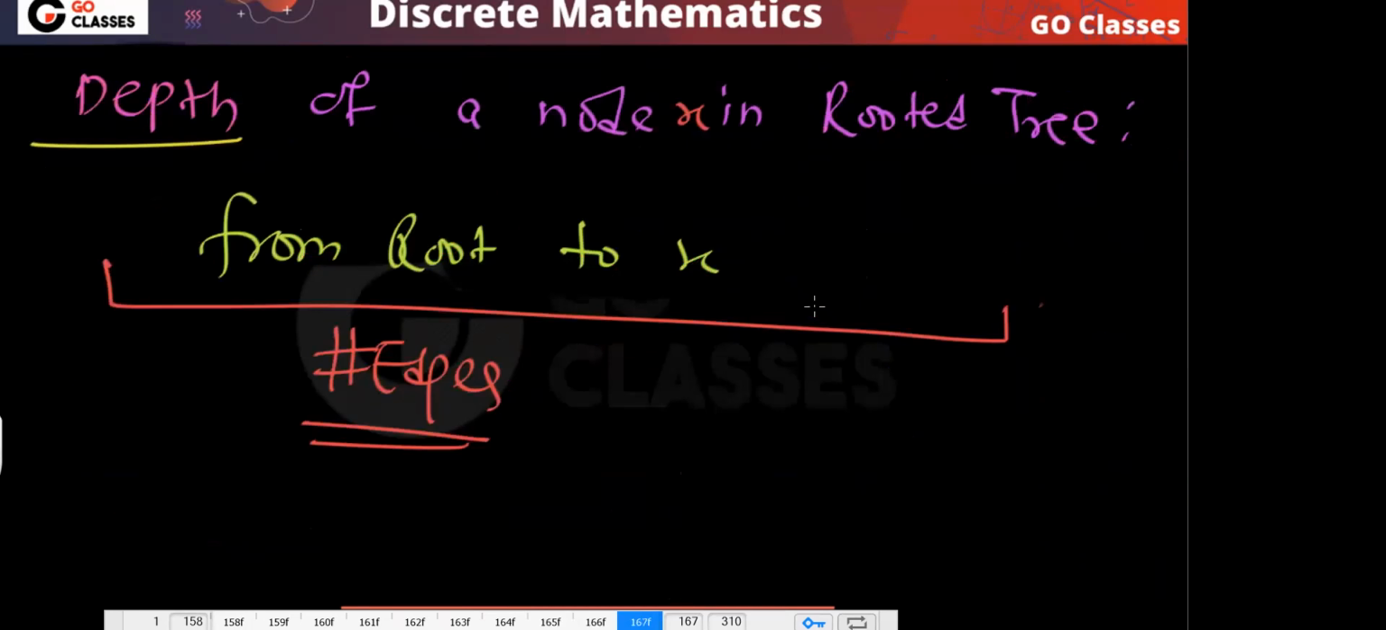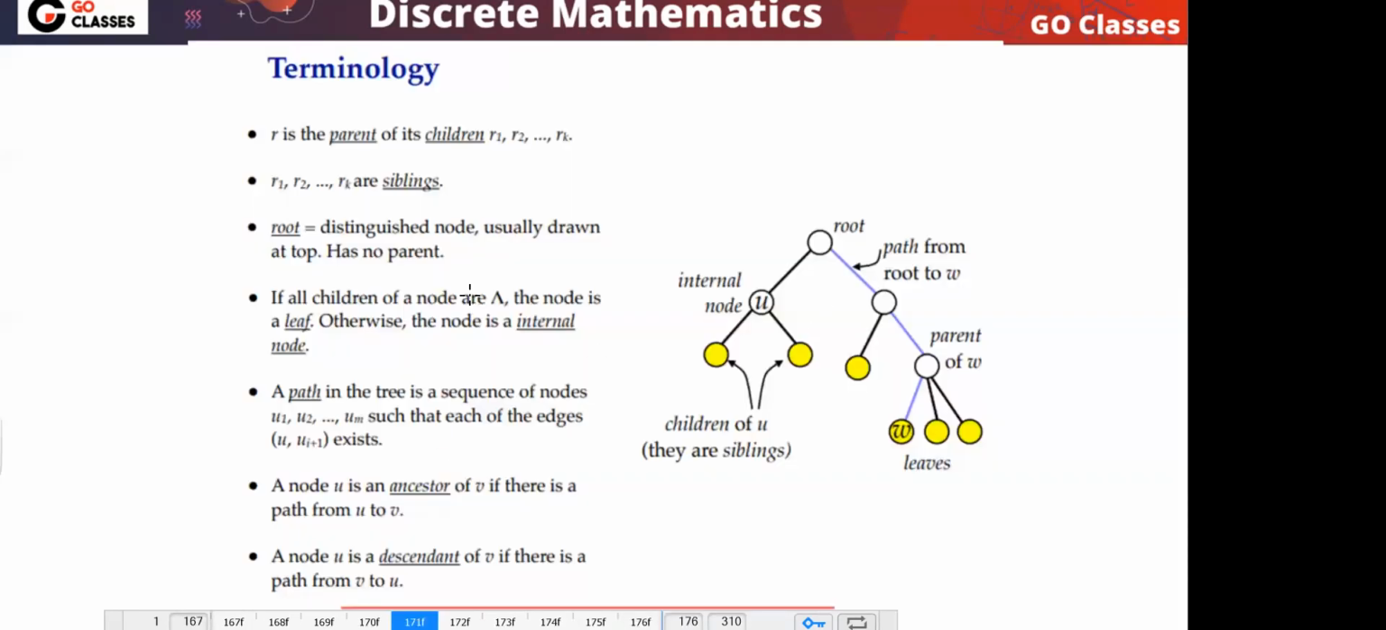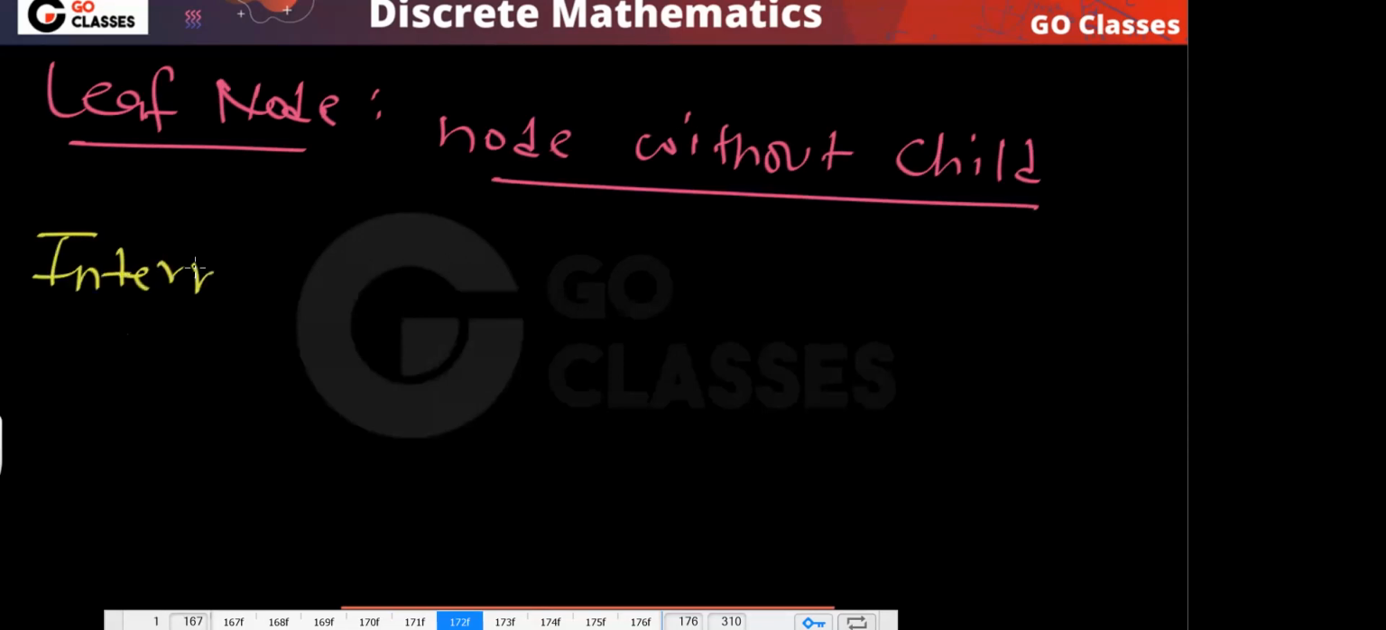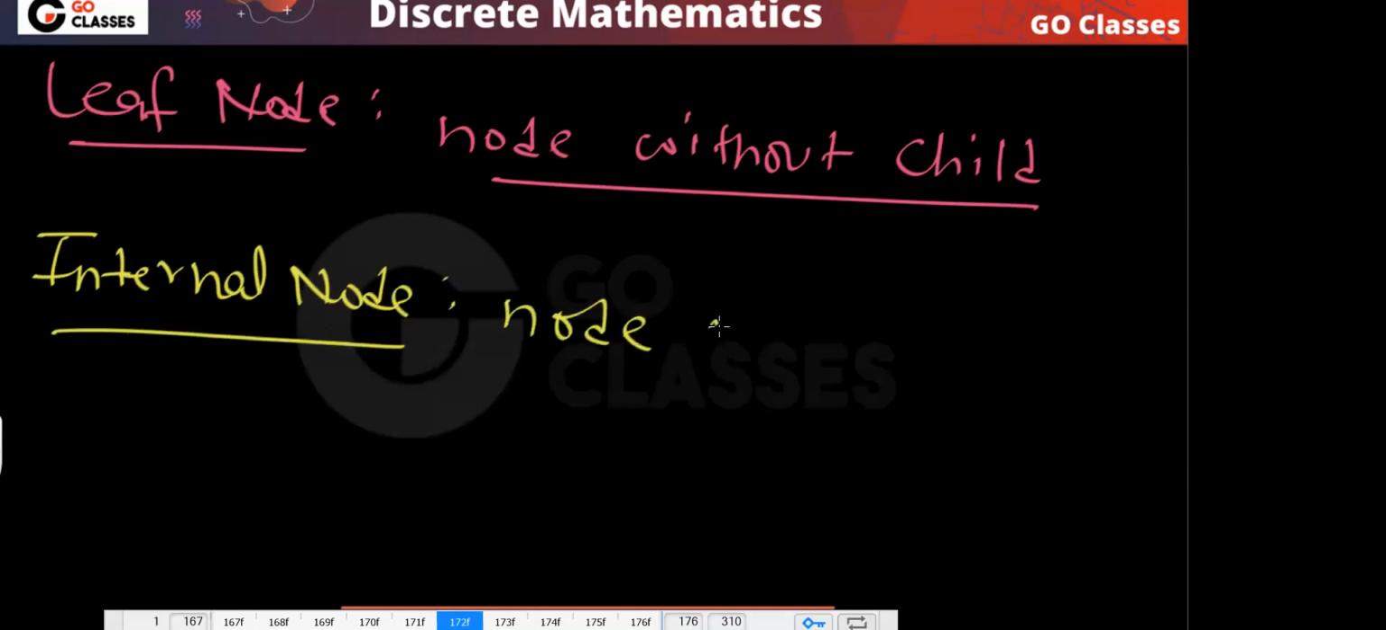So what are the internal nodes? Internal nodes have at least one child. And leaf nodes don't have any child. Remember, this is the definition of leaf node: a node without child. If there is no child, then it will be called a leaf node. And internal node simply means a node with at least one child.